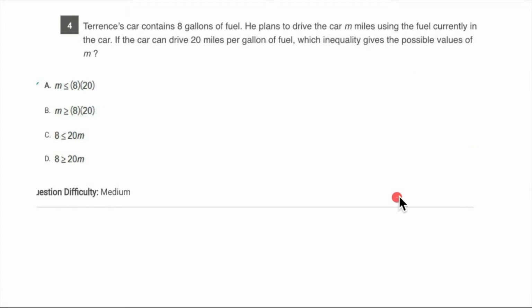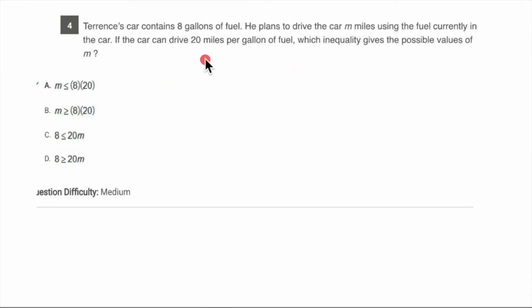The next one: Terrence's car contains 8 gallons of fuel. He plans to drive the car m miles using the fuel currently in the car. If he can drive 20 miles per gallon, which inequality gives a possible value for m? And it says he plans to drive the car, so he can't drive more than the amount.